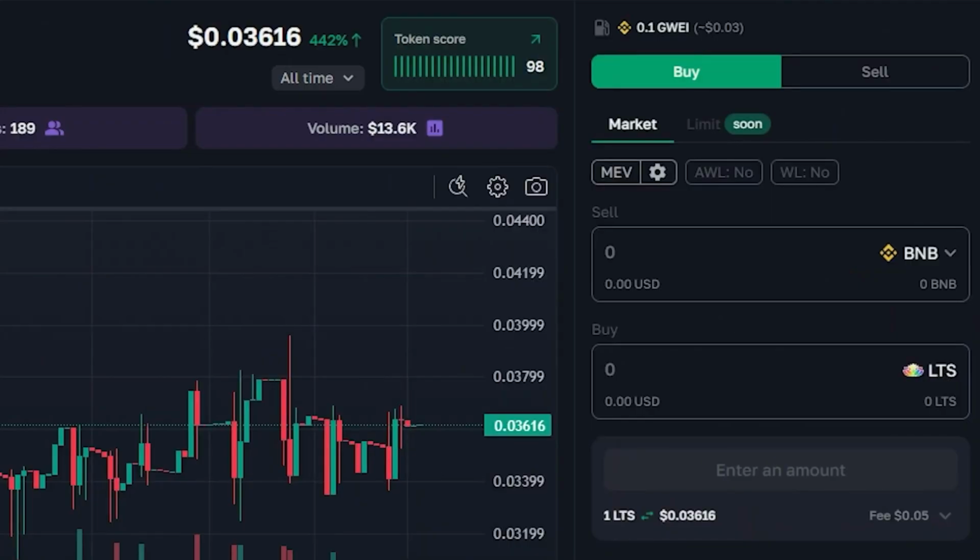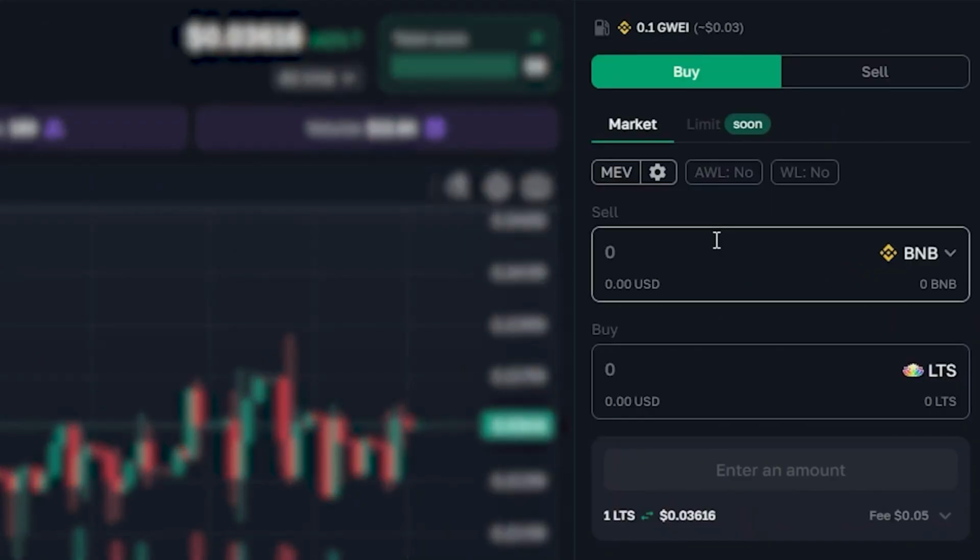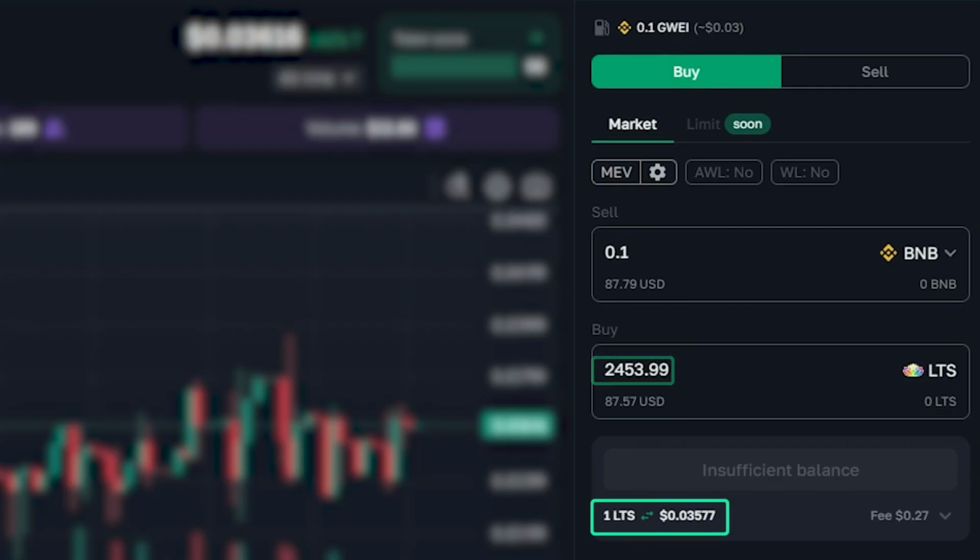Let's move on to the swap panel. Here you choose the token you want to swap. For example, enter 0.1 BNB. Just below the input field, the approximate amount in dollars is displayed. Below that, the approximate number of tokens you will receive after the swap. A bit lower, the approximate final price at which you will make the purchase is shown, and on the right, the total fees you will have to pay.